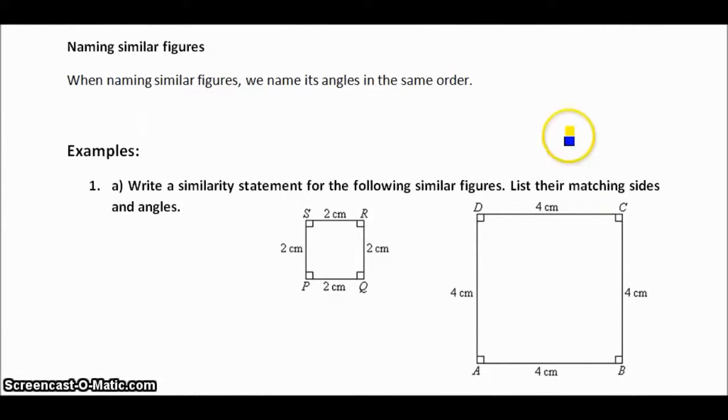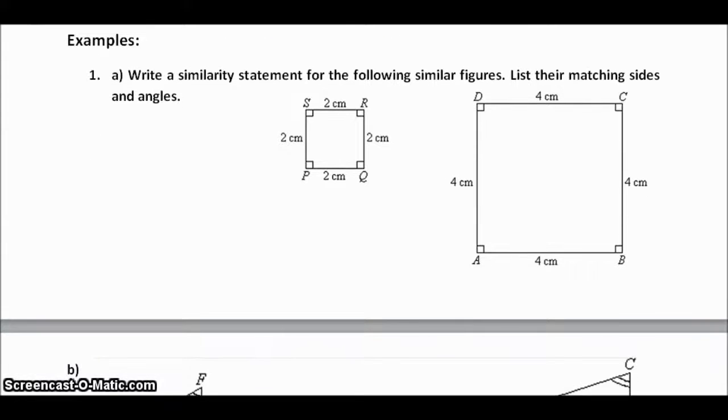Naming similar figures. When we name similar figures, we name its angles in the same order, as well as the sides. So the first question says: write a similarity statement for the following similar figures. List their matching sides and angles. I'm going to show you how to do this, and then I'll let you practice some of them on your own.